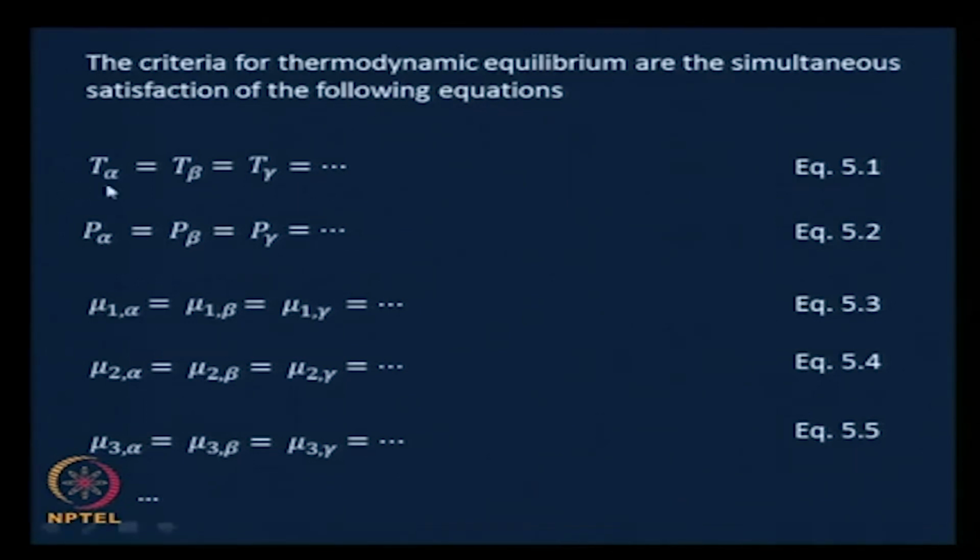To repeat, the temperatures have to be the same across phases, the pressures need to be the same across phases, as well as the chemical potential of each component must be the same across phases. These are the conditions for equilibrium, and we can use it both ways. We can use it to check whether equilibrium is achieved, we can use it to predict when equilibrium will be achieved. See you in the next class.